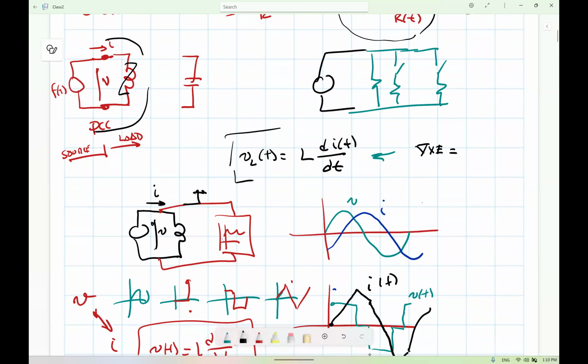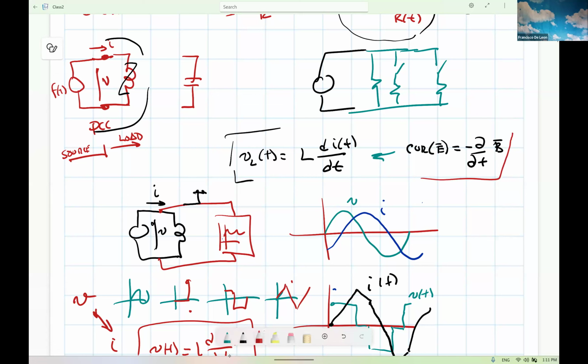curl of E. And I don't even want to use that. Curl of E will be equal to minus d/dt of B, right? That is a more general way of writing this. Yeah. But of course, I am not going to go all the way to that. But from here to here, there is a big step because one is general macroscopic, the other, it's still macroscopic, but it's to a point.